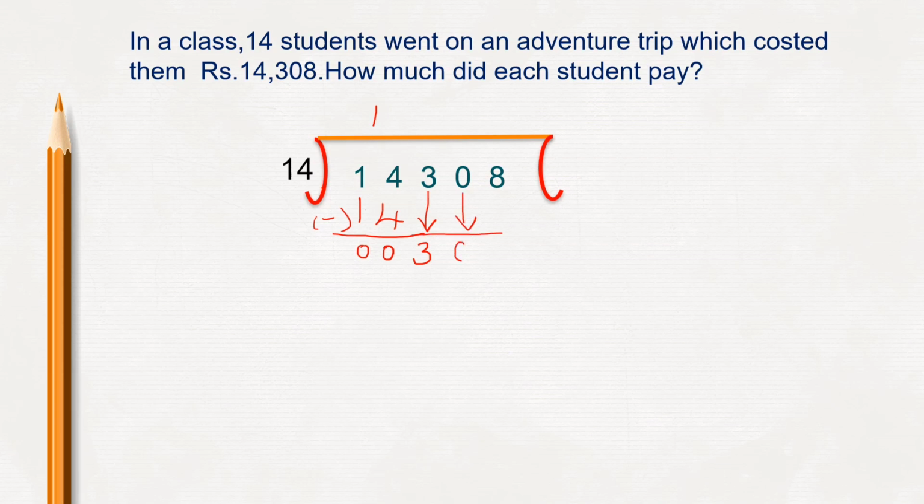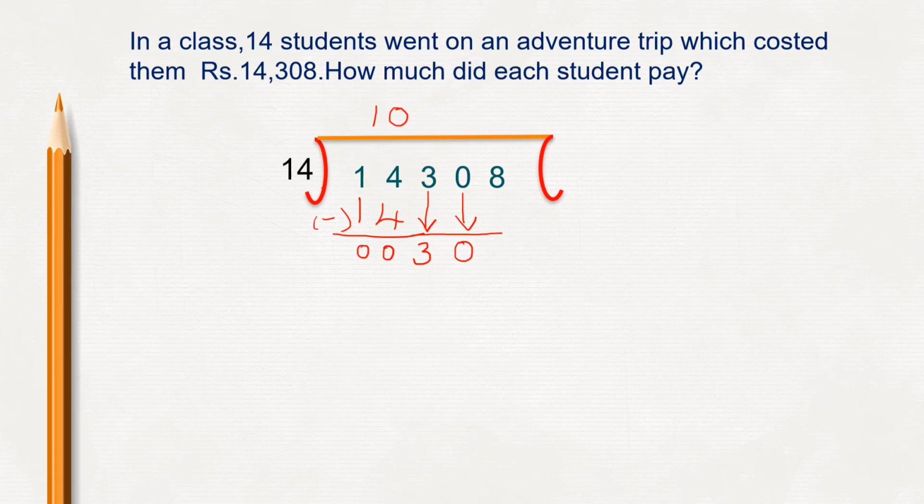Yes, after bringing down 0, we cannot leave it as it is. We have to write 0 in the quotient place. We have to mention 0 in the quotient place when we are bringing down two numbers together. So we are left with 30 now. 30 is not equally divided by 14. Correct. So what is the nearest number?